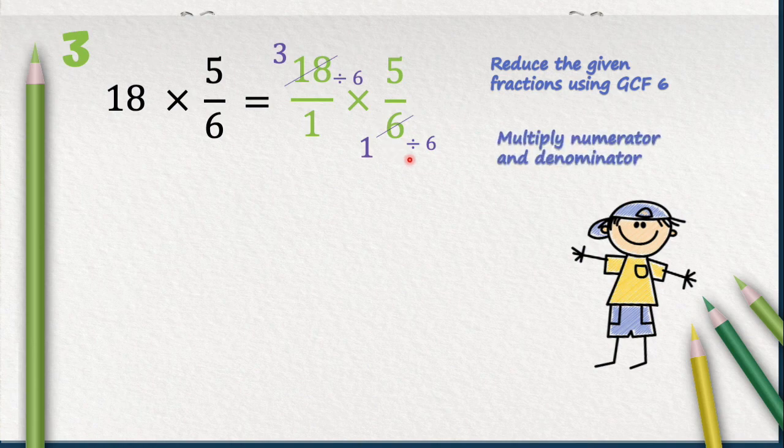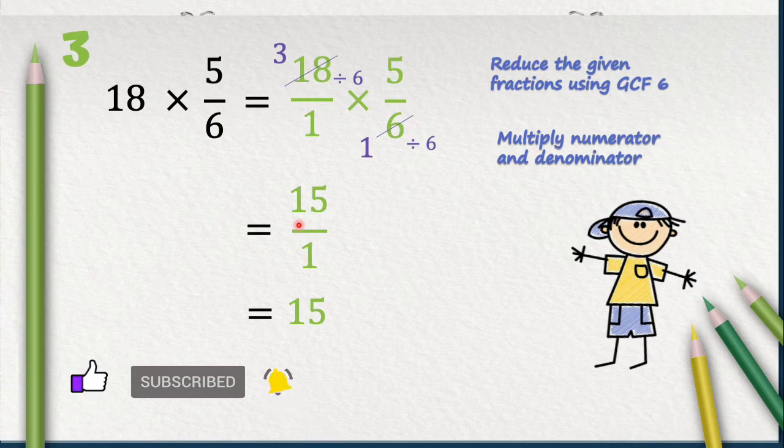So, we now multiply the numerators and denominators. So, 3 times 5 will give us 15. And at the bottom is 1 times 6, I mean 1 times 1. So, that will give us 1. So, simplifying, that will give us 15. Okay? So, that's it for now.